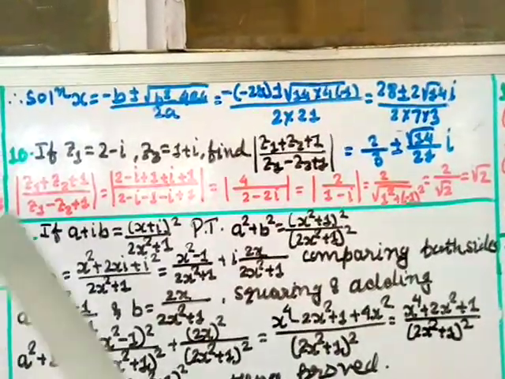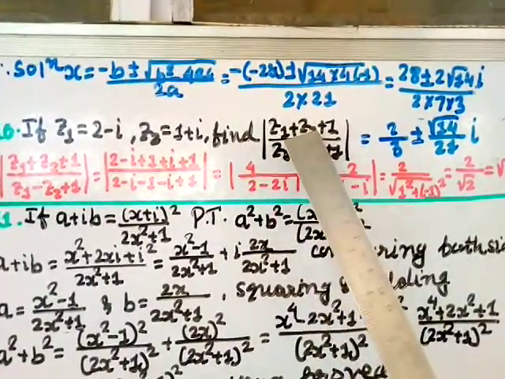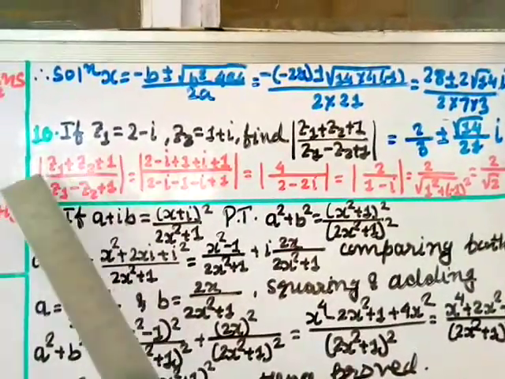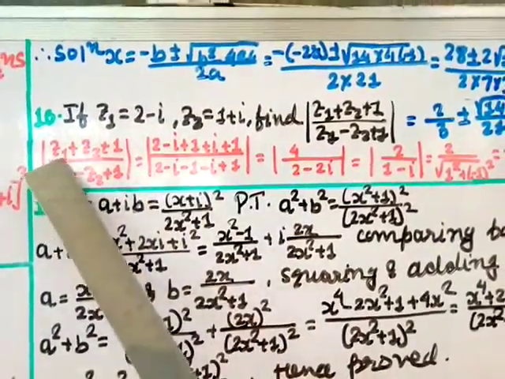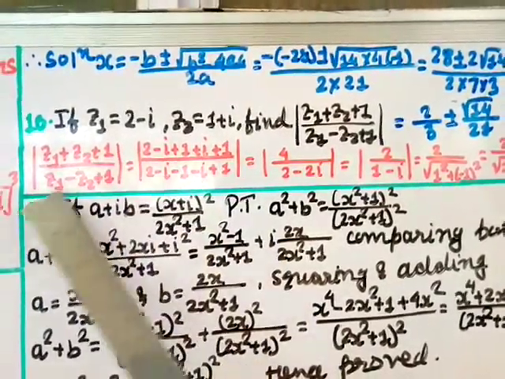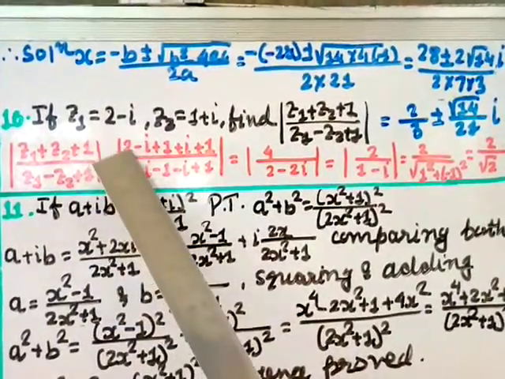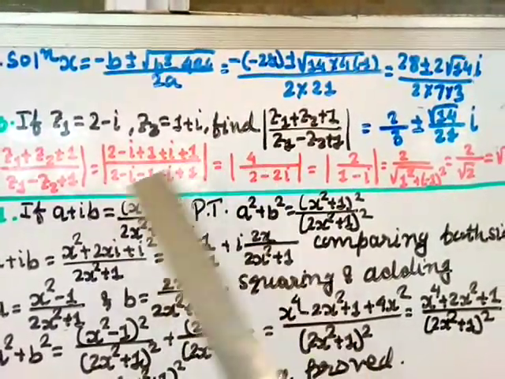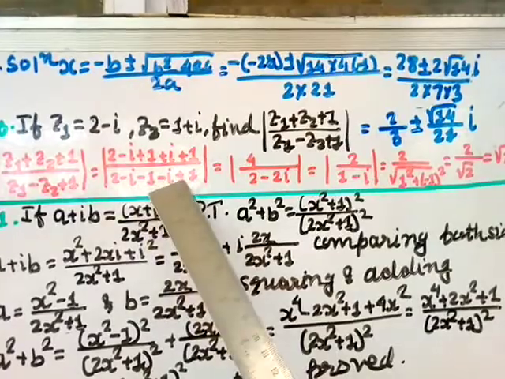Question number 10. If z1 equal to 2 minus i, z2 equal to 1 plus i, find the modulus of z1 plus z2 plus 1 divided by z1 minus z2 plus 1. Let us write this value first. All the values are given, so place the values: z1 value 2 minus i plus z2 value 1 plus i plus 1, divided by z1, this value 2 minus i, minus z2, so minus 1 minus i, plus 1. So 2 plus 1 plus 1 is 4, minus i plus i cut, so here you get only 4. Here 2 as it is, plus 1 minus 1 cut, and minus i minus i is minus 2i.